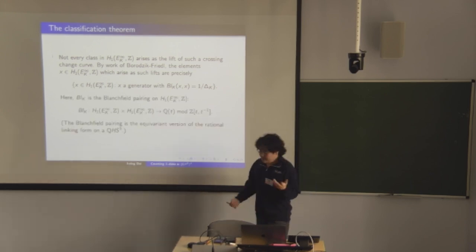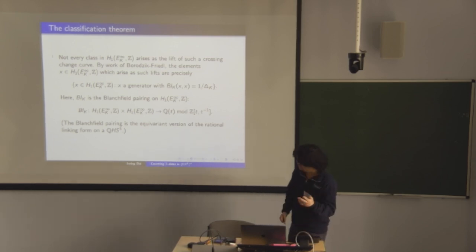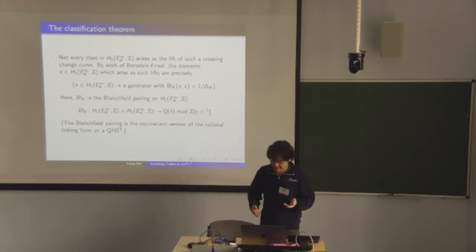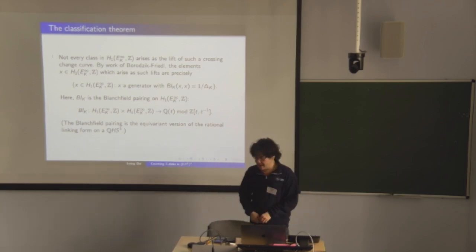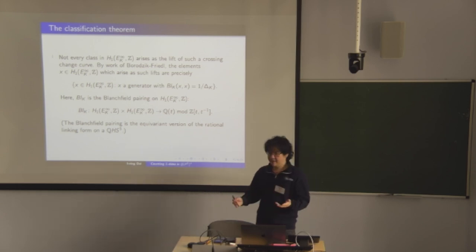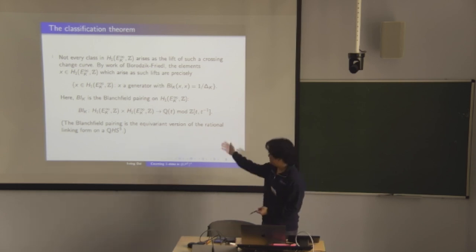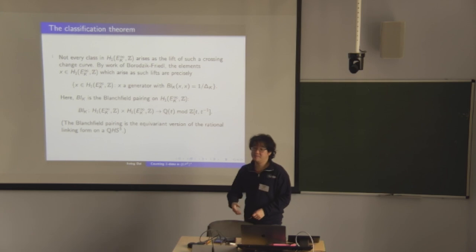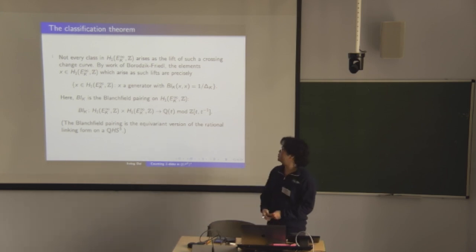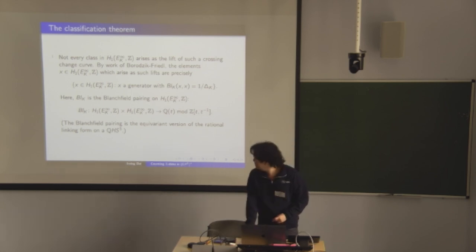So probably several people in the audience know it, but if you've never seen the Blanchfield pairing before, this is basically the analog of the rational linking pairing for a rational homology sphere. So if you take the infinite cyclic cover of the knot, then on the first homology you have an equivariant rational pairing, a rational linking form. That's what the Blanchfield form is. Okay, it's not really that important exactly what it is.